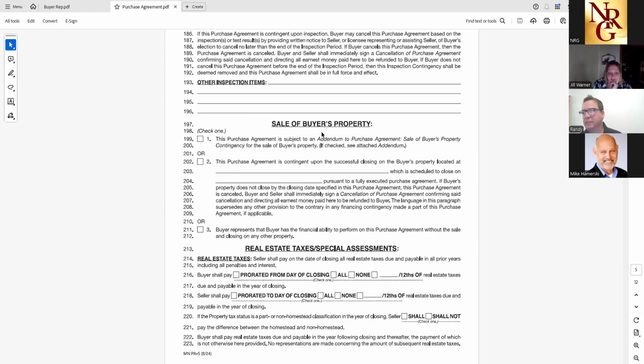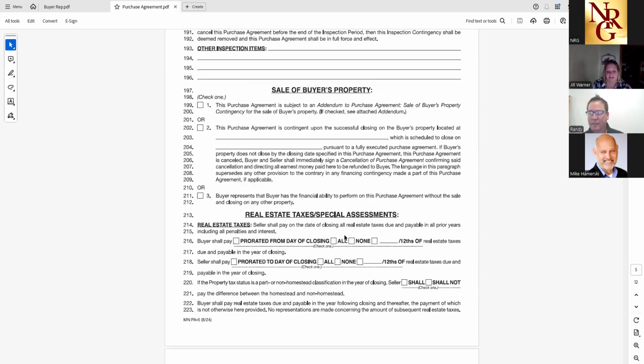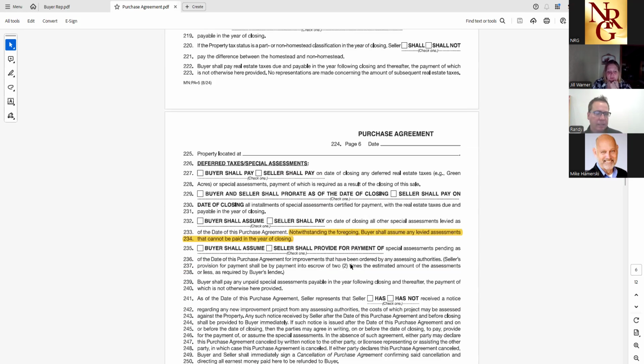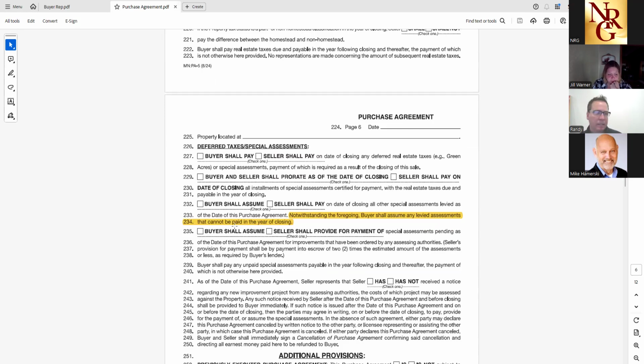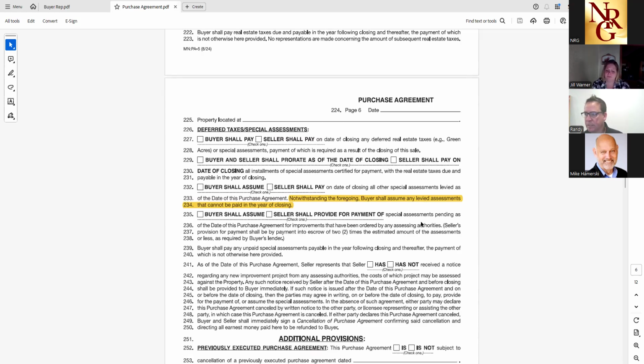Okay, obviously we've got the sale of the buyer's property down here. We've got the real estate tax and special assessment that you need to walk through. And then we've got 233 and 234: "as of the date of the purchase agreement, notwithstanding the foregoing, buyer shall assume any levied assessments that cannot be paid in the year of closing." That line wasn't there before at all.